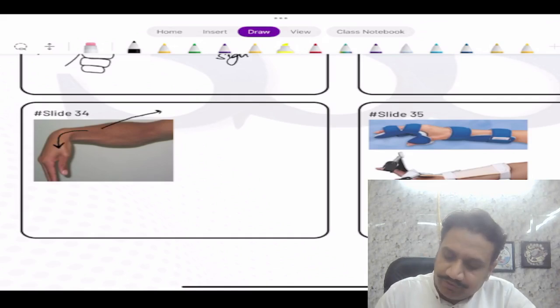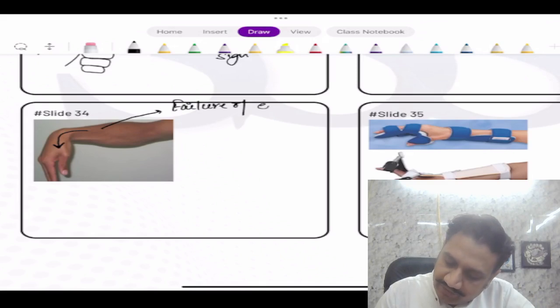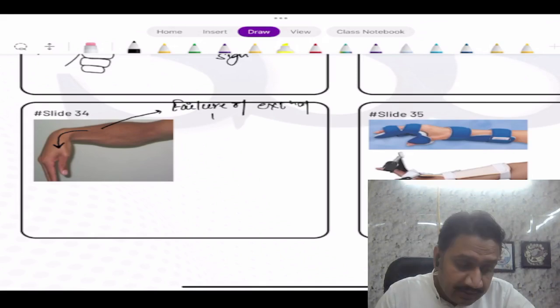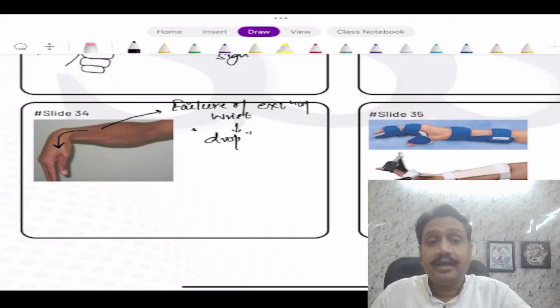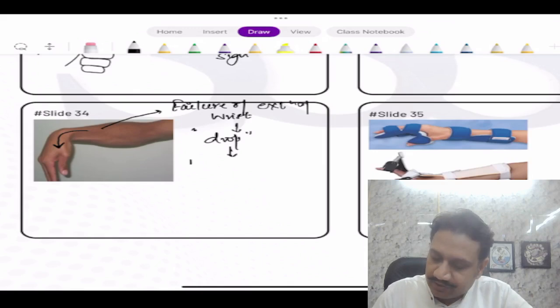Similarly, whenever somebody comes to you with a failure of extension of the wrist area, right? What do we call that simply? It is called the wrist drop, right? And why does that happen, wrist drop? It happens because of the radial nerve involvement, right?